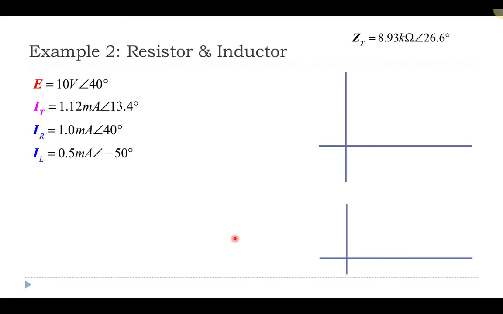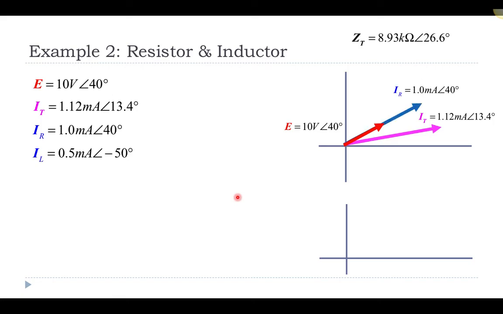So if we wanted to make a plot of what these look like, the voltage is at an angle of 40 degrees in our complex plane. Our current is at an angle of 13 degrees. The current through the resistor is in phase with the voltage across the resistor, which also makes sense because Ohm's law is valid. The current through the resistor and the voltage across the resistor should always be in phase with one another, and they are.